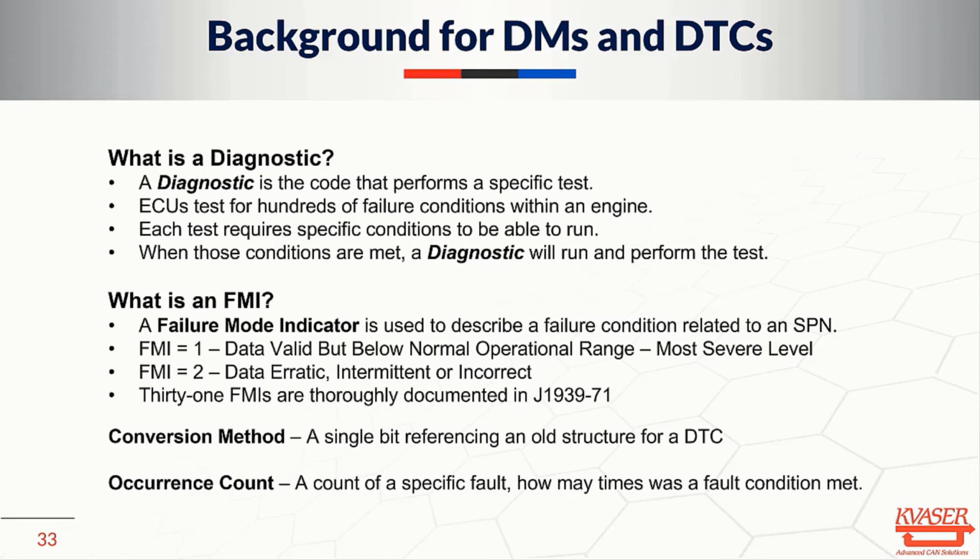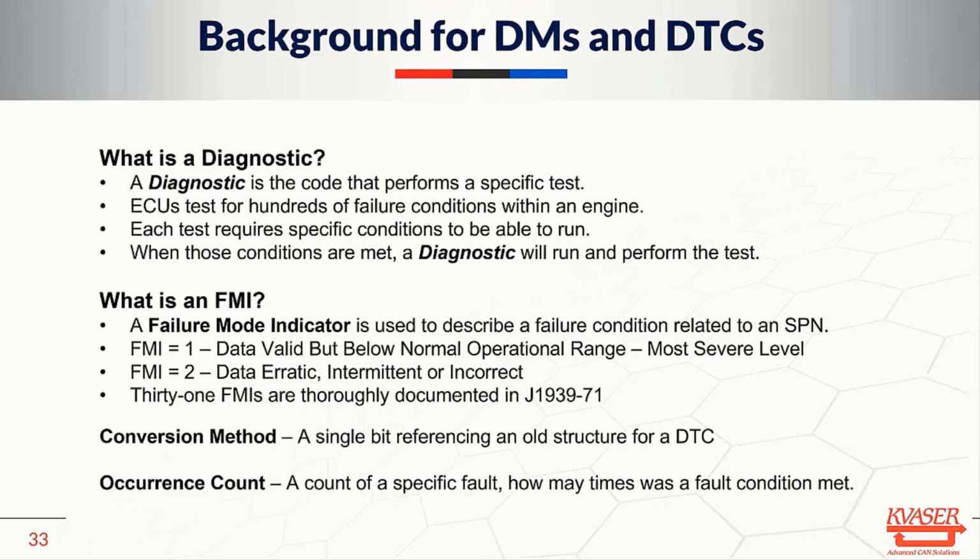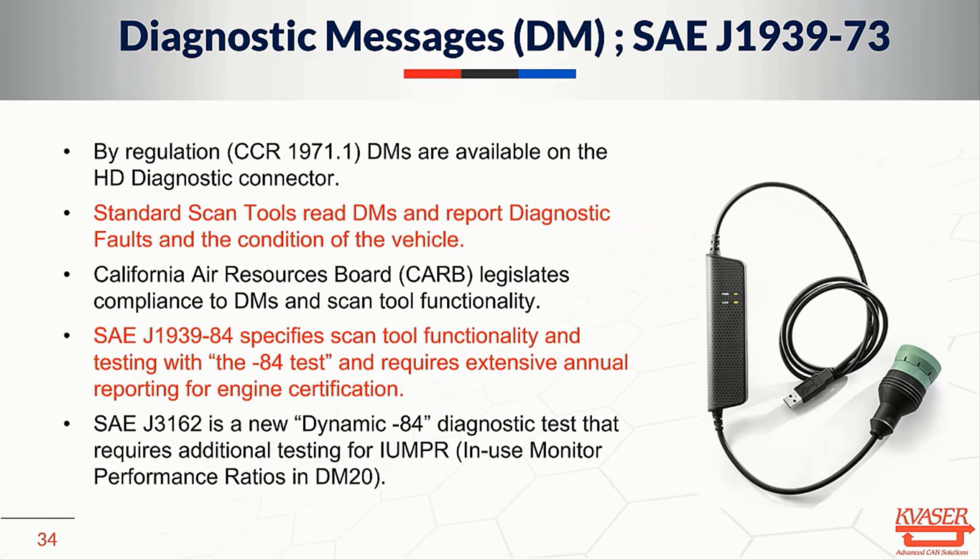Okay, there's a couple other random bits in here. One is the conversion method. It's a single bit that's referencing an old structure for a DTC, which isn't really used anymore. So the conversion method bit, don't worry about. There's the occurrence count, which is simply a count of how many times that particular code has been set since a clear was received. And we'll see a little bit of an example of that.